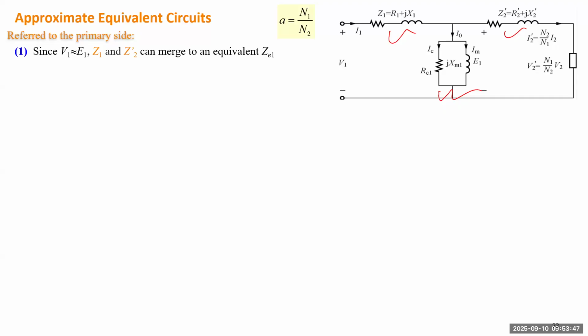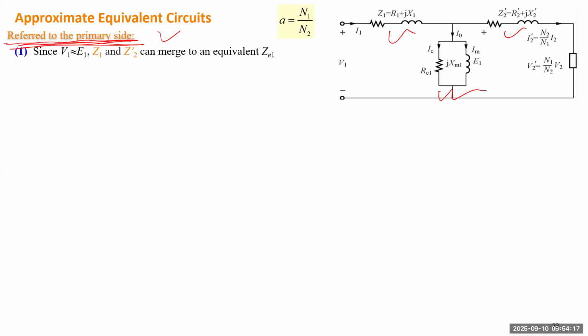So we want to get some approximate circuit. We will take two steps. We use this as one example. We transfer everything to the primary side. Then we'll take two steps to get a simpler circuit. Definitely, you can transfer everything to the secondary side and take similar two steps. So let's use this one as an example.